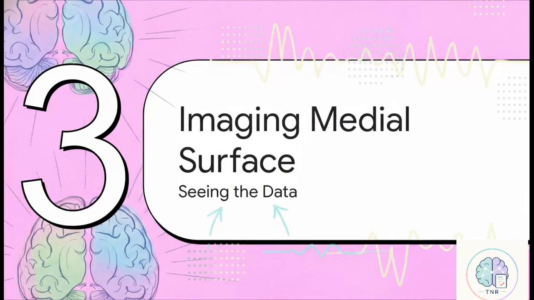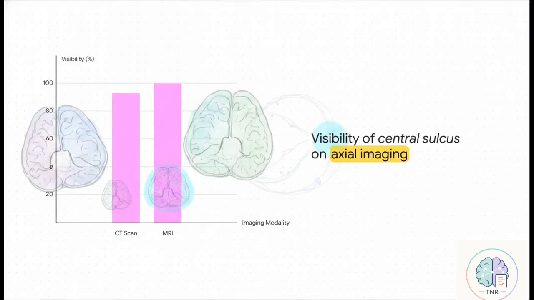Section 3. Imaging the medial surface, seeing the data. Now, it's one thing to look at an abstract pastel drawing in a textbook, but we need to see how these landmarks actually show up on modern clinical imaging. If we want to localize that motor strip, we absolutely have to identify the central sulcus. And here is where the data gets really encouraging for clinicians. On axial imaging, the central sulcus is incredibly reliable. You can spot it on 93% of CT scans, but on an MRI, it's a perfect 100%. That 100% visibility means an MRI gives doctors an absolute rock-solid anchor point for navigating the geography of movement.